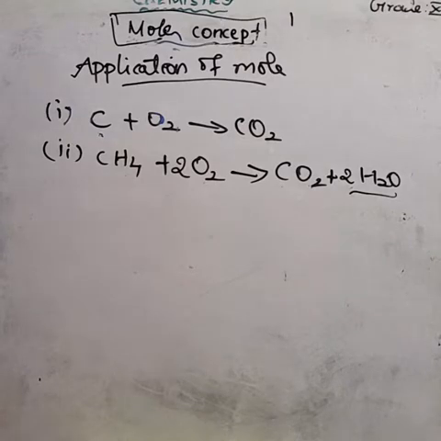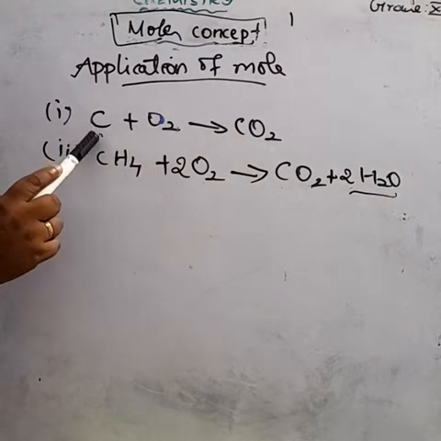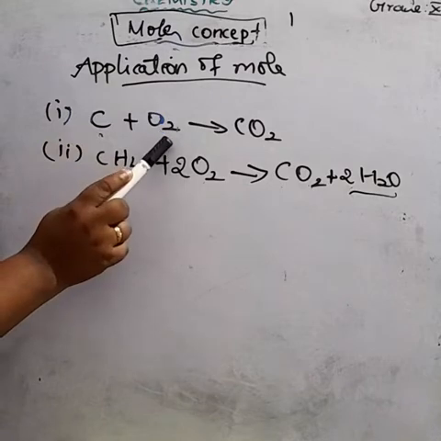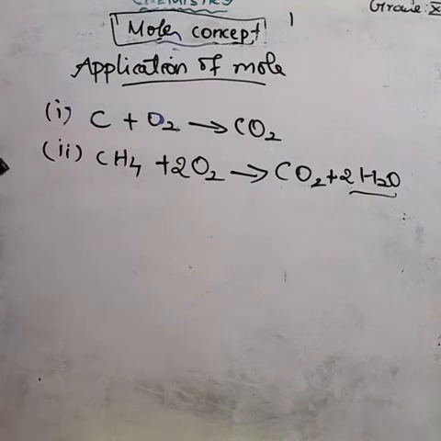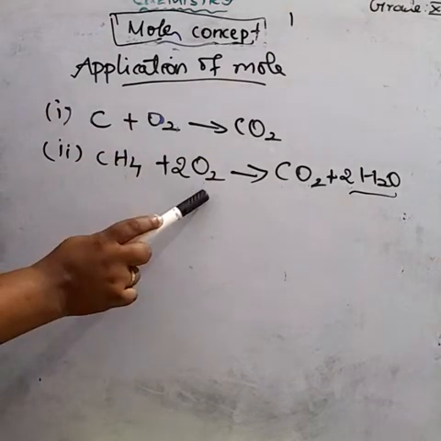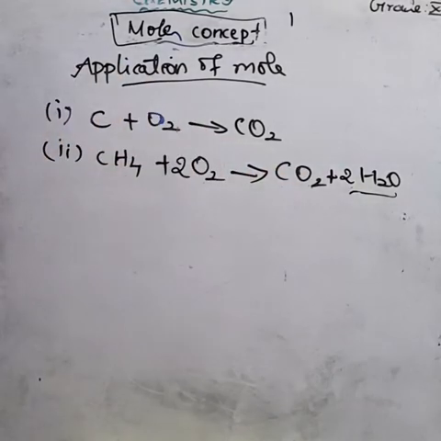So we can explain the first reaction as 1 mole of carbon reacts with 1 mole of oxygen to give 1 mole of carbon dioxide. And the second reaction, 1 mole of methane reacts with 2 moles of oxygen to give 1 mole of carbon dioxide and 2 moles of water. So it is easy to take the ratio. Okay, understood? So this is one of the applications of the mole concept in reactions.